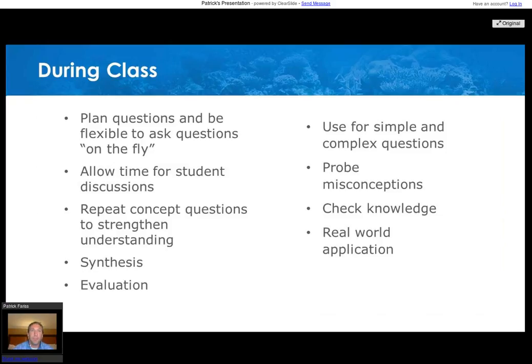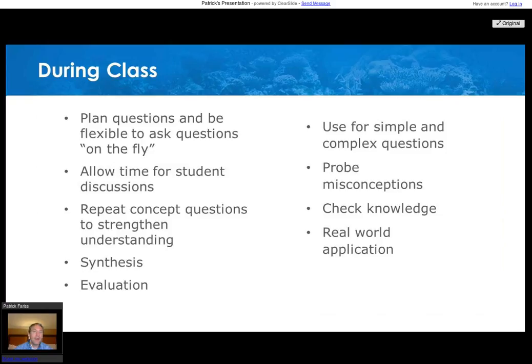Plan for your questions in advance. Think about the questions that you want to ask of students. What is it that you want students to understand? But also be flexible. So if a discussion comes up and you want to ask a question on the fly, be ready to do that as well.